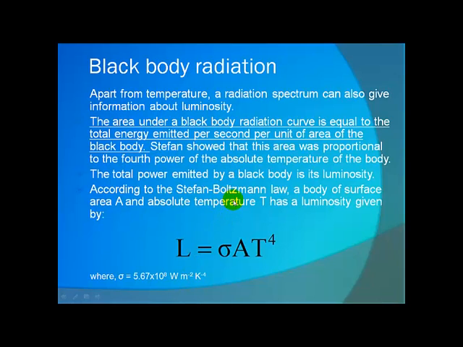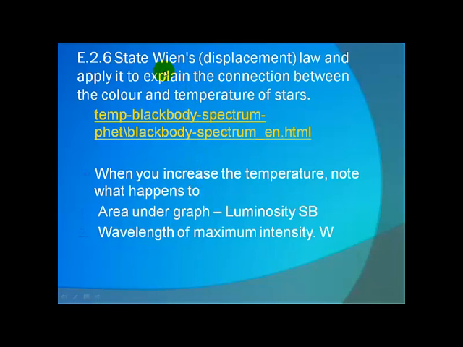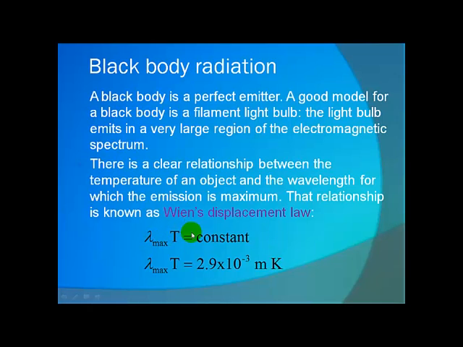Another factor is the Wien's displacement law, which is this. When you increase the temperature, note what happens to the area under the graph, which we've looked at, the luminosity, which is the Stefan-Boltzmann law. The wavelength of maximum intensity gets smaller, and here we have it. As temperature increases, the wavelength of maximum intensity decreases, so the peak moves further to the left on the graph. So this is also a way, if you know the wavelength of maximum emission, then we can work out the temperature of the surface of the star.